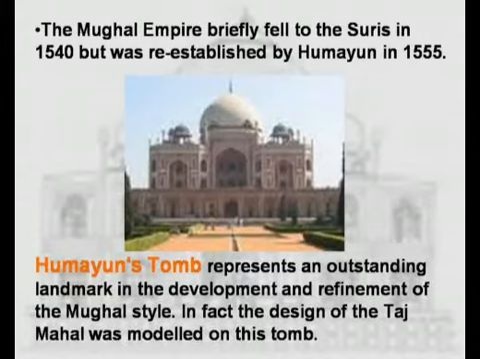However, the Persian elements could manifest and mature only several years after his death, as is evident in Humayun's tomb, which was designed in 1564 by his widow Haji Begum. Humayun's tomb represents an outstanding landmark in the development and refinement of the Mughal style. And Taj Mahal was modelled on this tomb.